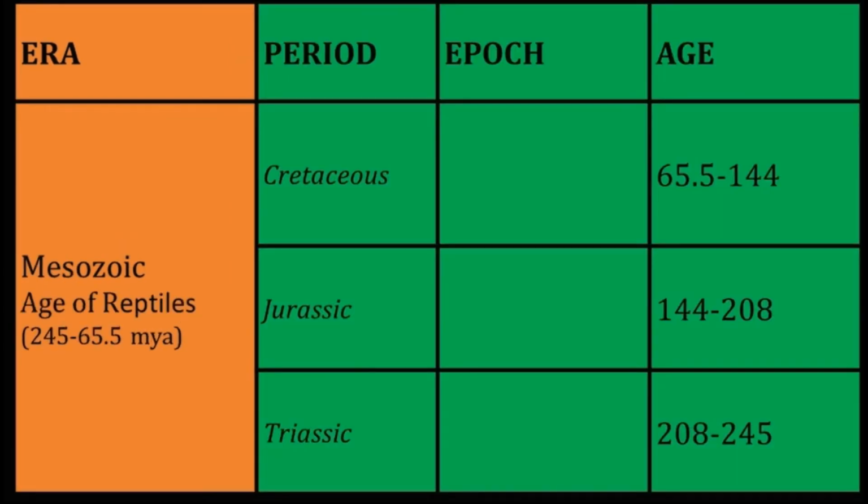Then next one is the Mesozoic era. The Mesozoic era is called the age of reptiles. The age of the Mesozoic era is 245 million years to 65 million years. It is divided into Triassic, Jurassic and Cretaceous. The Triassic has an age of 208 to 245, up to 65 million years is the Cretaceous. And a major event: Pangea was cracked and divided into two parts, Gondwana and Laurasia.